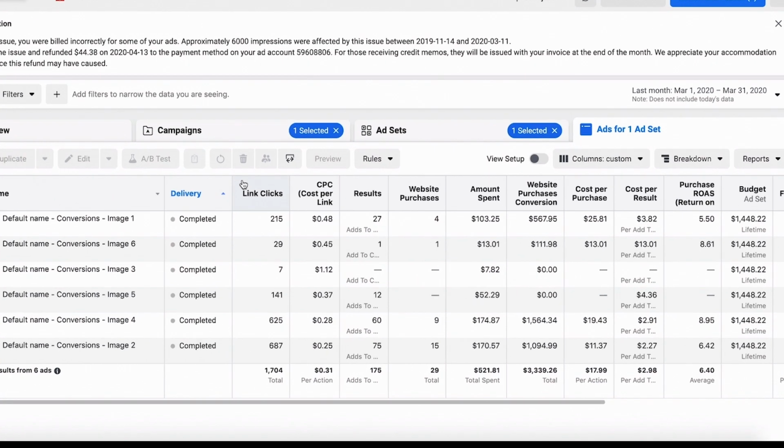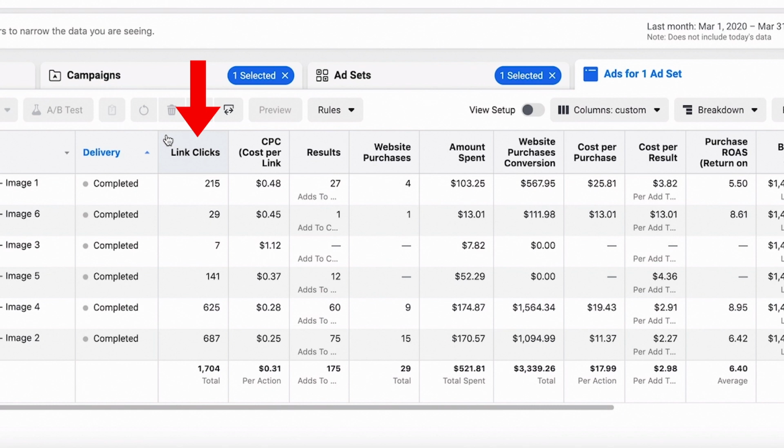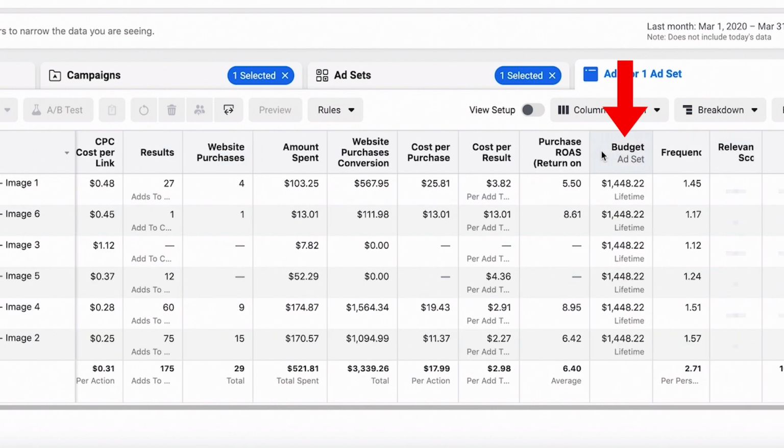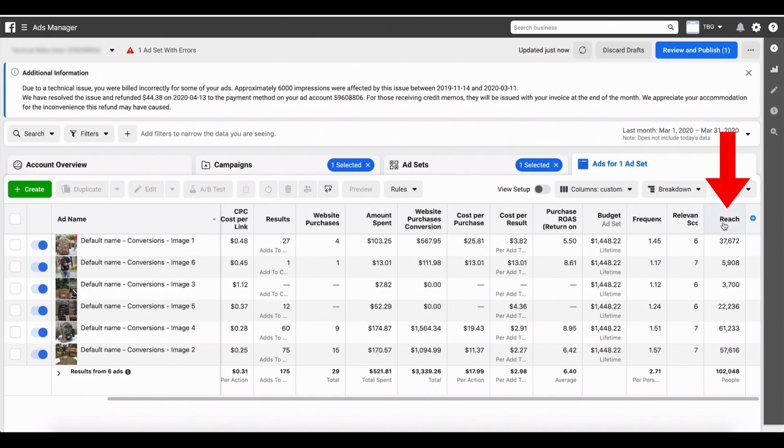The first one is link clicks, and then you've got CPC or cost per click, and then you've got results, website purchases, amount spent, website purchase conversion value, cost per purchase, cost per result, ROAS or return on ad spend, the budget, the frequency, a relevance score, reach.